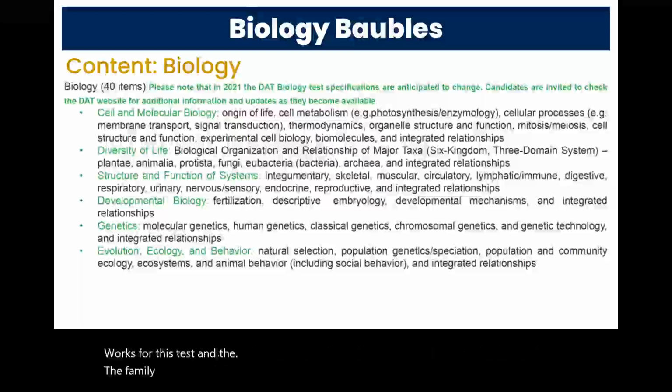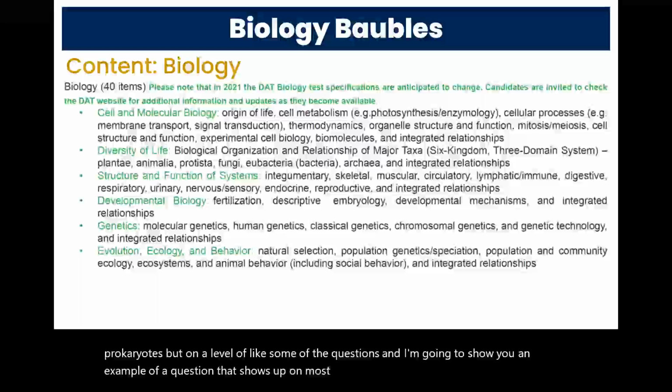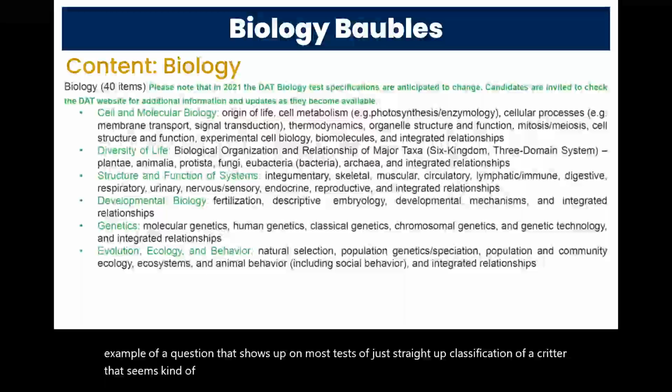And the relationship of major taxa, that is actually not unreasonable, being able to compare bacteria to viruses to animals to plants, like at a cellular level, eukaryotes versus prokaryotes. But on the level of some of the questions, and I'm going to show you an example of a question that shows up on most tests, of just straight up classification of a critter, that seems kind of unnecessary, and that is hopefully what they're going to be getting rid of.